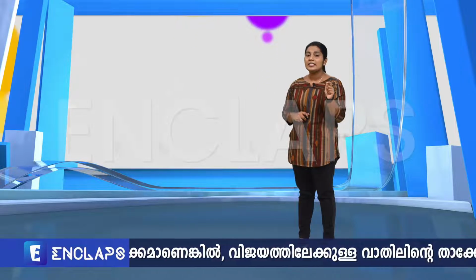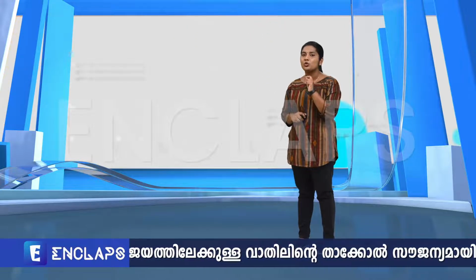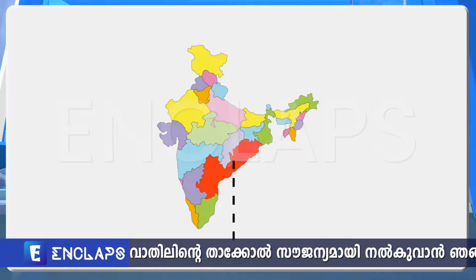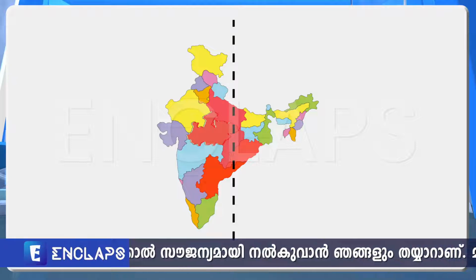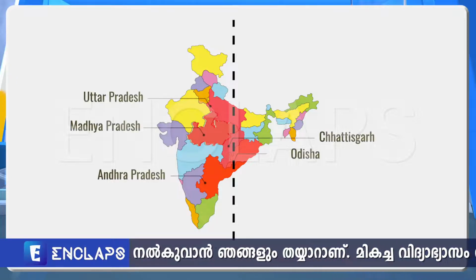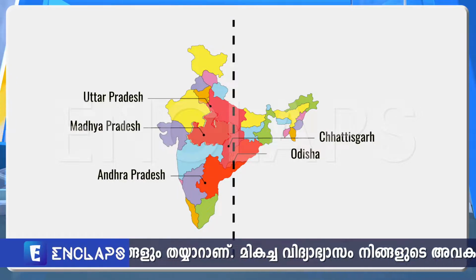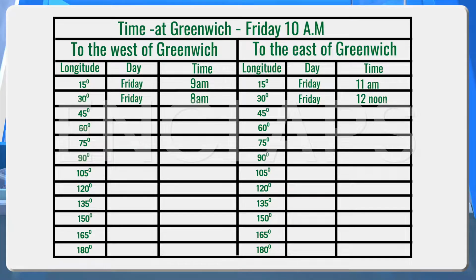Which states does the Indian Standard Meridian pass through? Uttar Pradesh, Madhya Pradesh, Chhattisgarh, Odisha and Andhra Pradesh. Look at the table. Calculate the time at each 15 degree longitude east and west of the Greenwich line up to 180 degree longitude and complete the table.